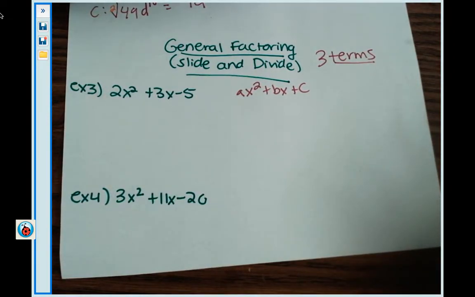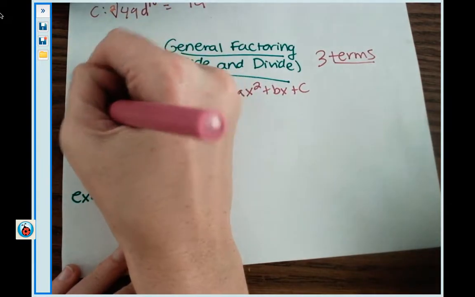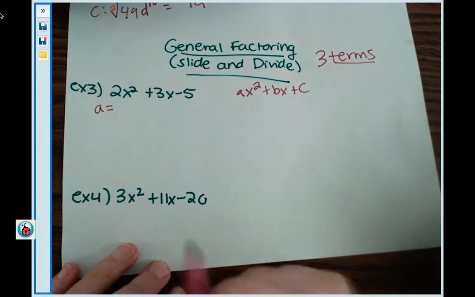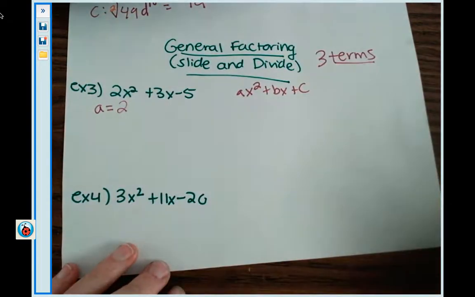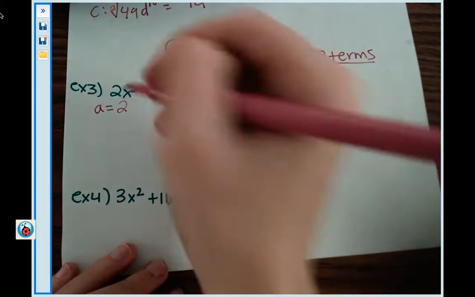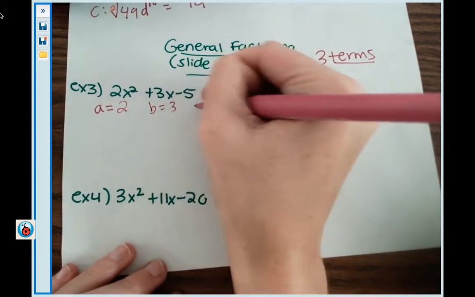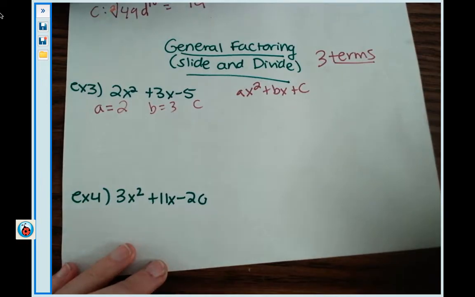Alright, so I'm going to label the A, B, and C real quickly. My A is the number in front of the x squared, which is a 2. My B is the number in front of the x, which is a 3. And my C is the number without the x, which is negative 5.